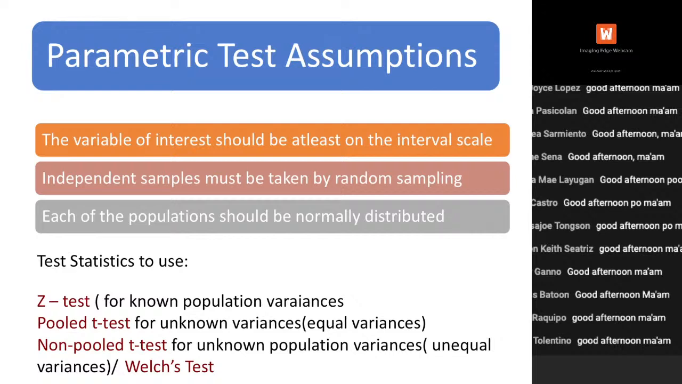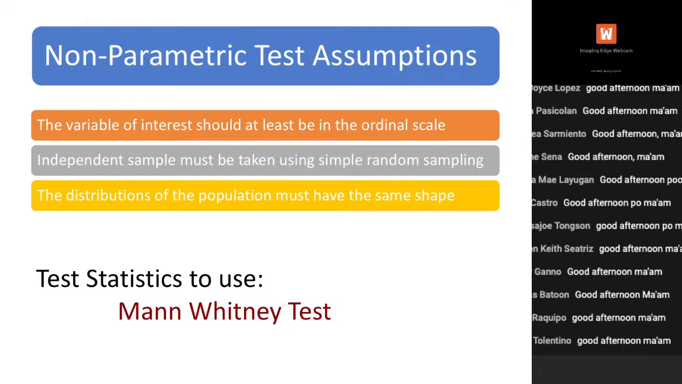You might be asking me, how do we check on normality? Again, subject it to normality test, either Shapiro-Wilk or your kurtosis skewness or Kolmogorov. Okay? Now we move on. The distributions of the population must have the same shape. This does not require normally distributed population but the same shape. So, kung skewed to the left yung population 1, dapat skewed to the left din yung population 2. Kung skewed to the right yung population 1, skewed to the right din dapat yung population 2. Kapag lahat yan na satisfied, then we can proceed to using the Mann-Whitney test.